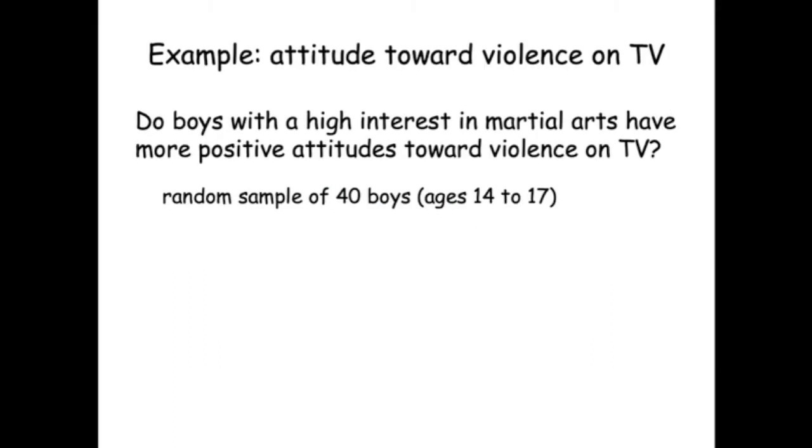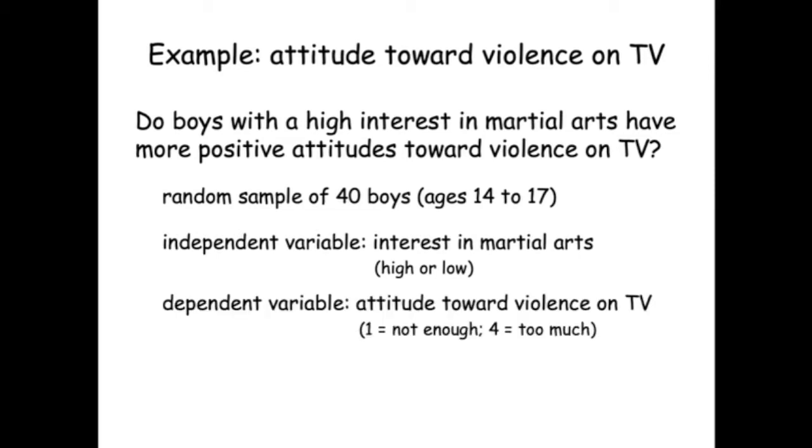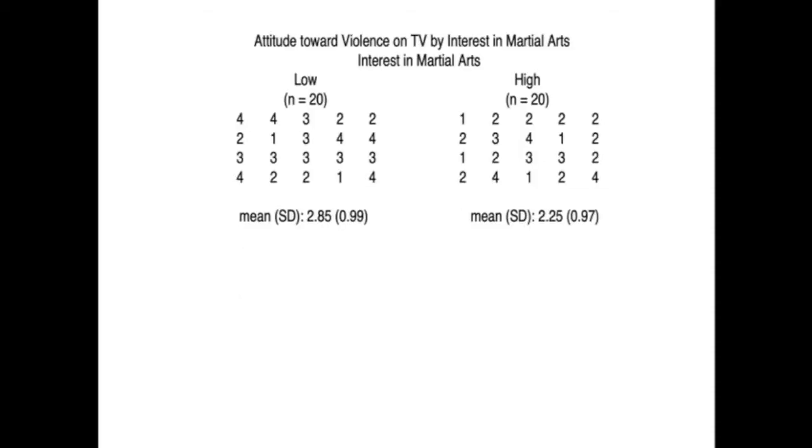A researcher is studying the relationship between attitudes towards violence on TV and interest in the martial arts among adolescent boys. A random sample of boys who indicate their interest in martial arts as either high or low were also asked their opinion on the amount of violence on TV, using a scale from 1, not enough, to 4, too much. The independent variable is interest in the martial arts, and the dependent variable is attitude toward the amount of violence on TV. Here are the data.